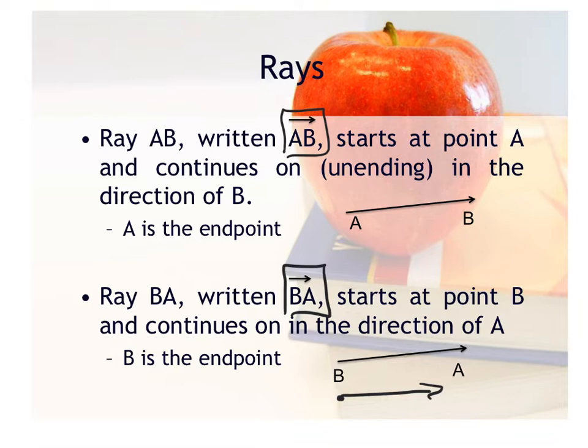When we are creating angles, angles are made up of two rays. So we're going to be using all of these basic things, points, lines, line segments, rays, to create all of the figures we're going to see throughout the year. So again, an angle will be created with two rays.